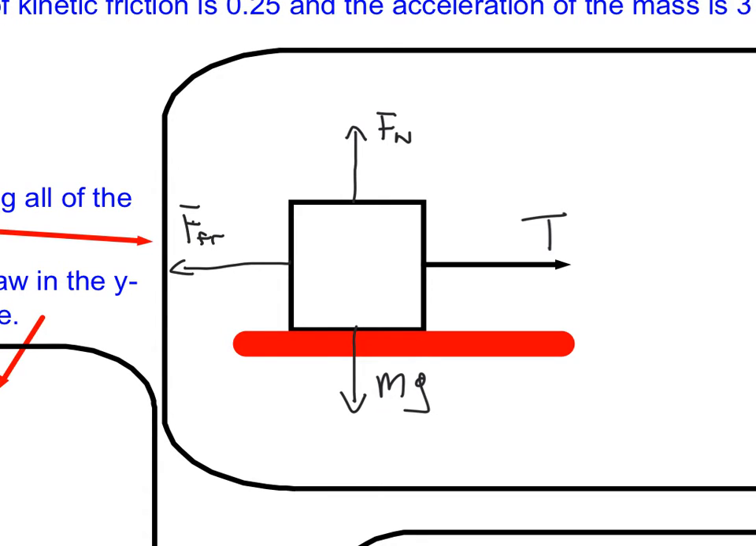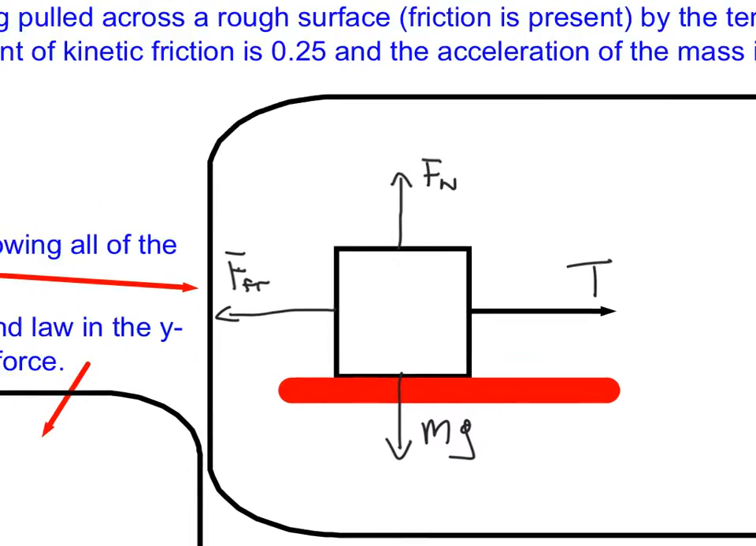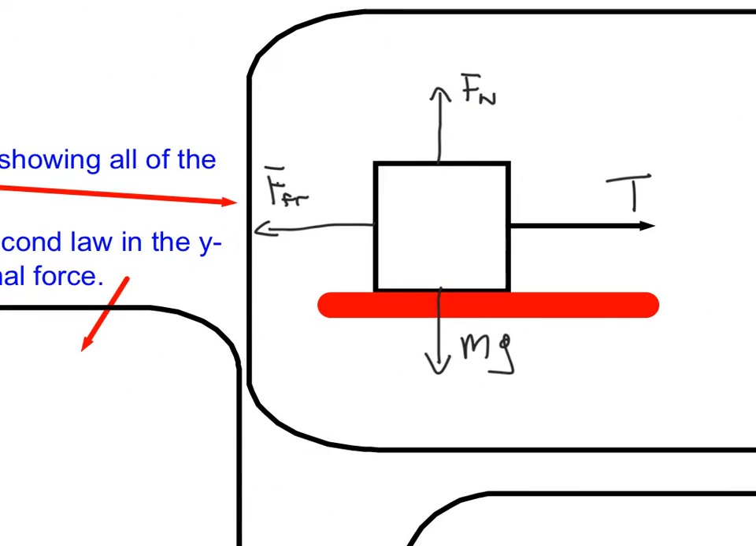Now at this point I've got all of my forces drawn, but I want to do a little bit more. It said that my object was 4 kilograms, so I'm going to label it here. Since I now have my mass and I know gravity on Earth is 10, I can say that this downward force is 40 newtons. I can also say that my normal force is going to be 40 newtons.